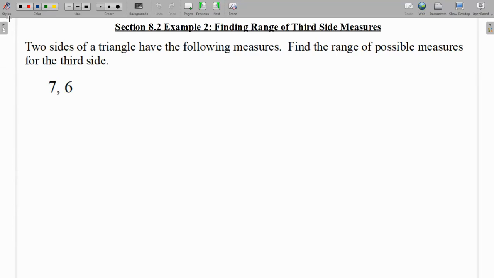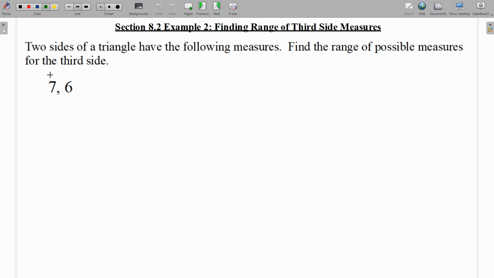So let's try another example with finding a range of third side measures. We're given two side lengths. We're given the side length of 7 and we're given a side length of 6. And we're asked to find a possible range of values in which could be our third side length to form a triangle with these two side lengths that are given.